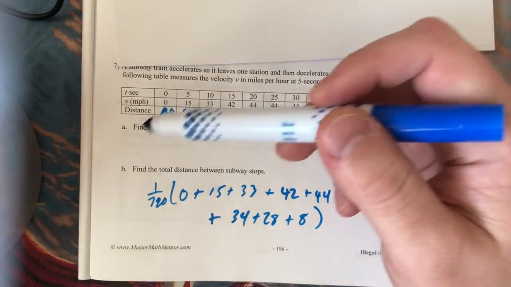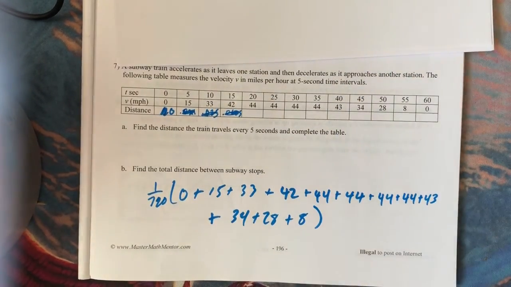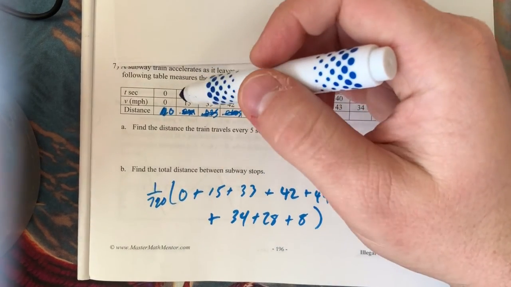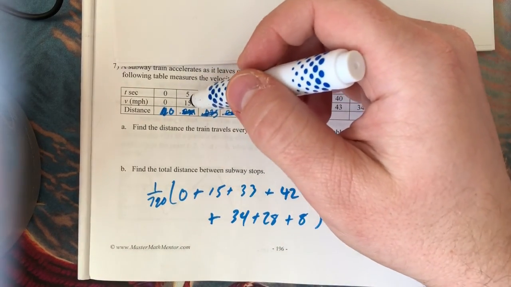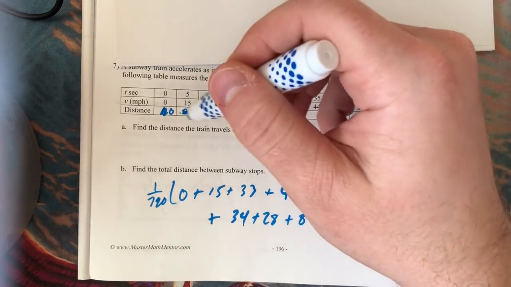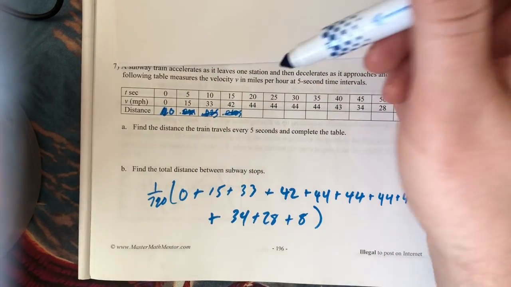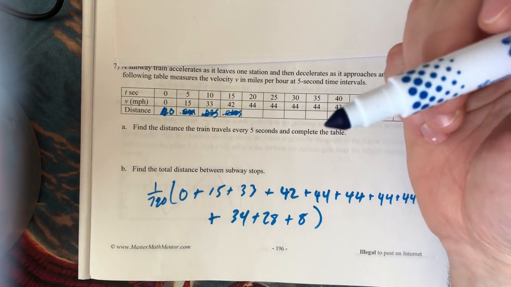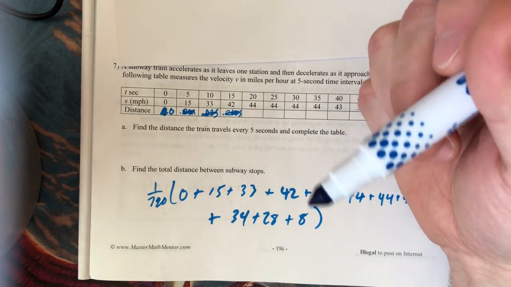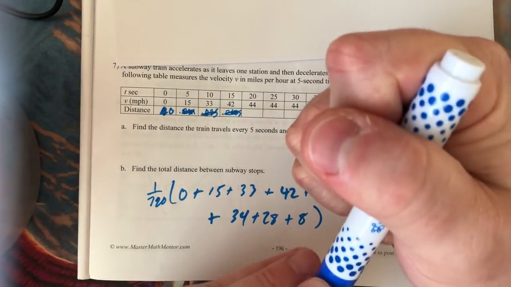So I'm leaving A out because I don't feel like doing it. It's basically like you could do this little formula on each individual one and know how far it goes in that 5-second interval. But yeah, I'll have to splice these videos together.